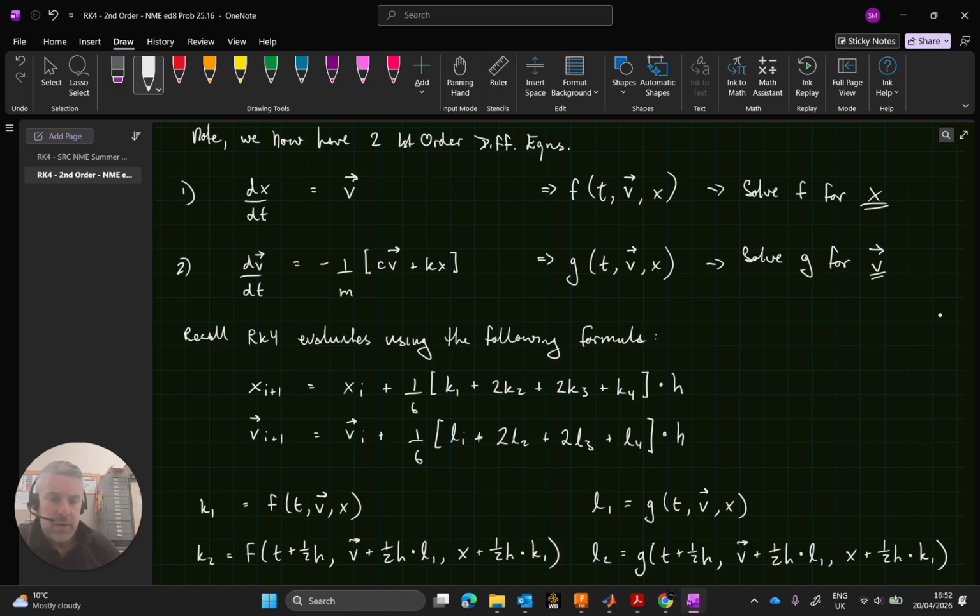The G function, when I solve that, I get a V. So I'm going to adjust all my V's by the L's, because the G and the L's go together. The F function is dx dt. When I solve, I get an X. So my X's are attributed to the F function, and the F function slopes are given by the K's. So I adjust the X's by K, adjust the V's by L's.